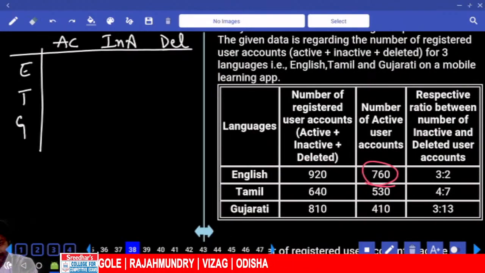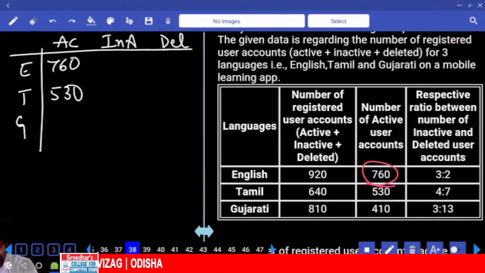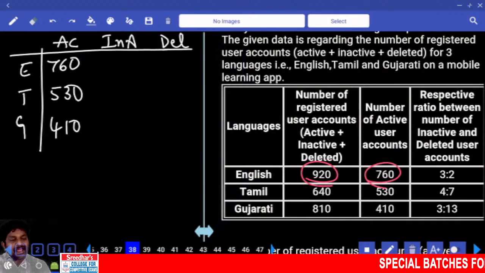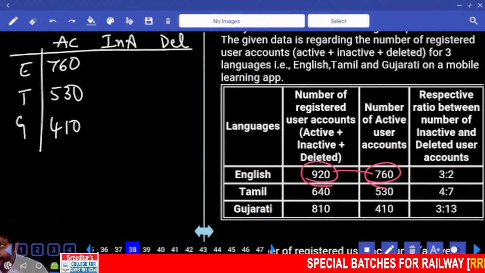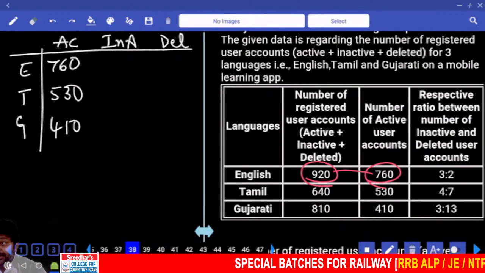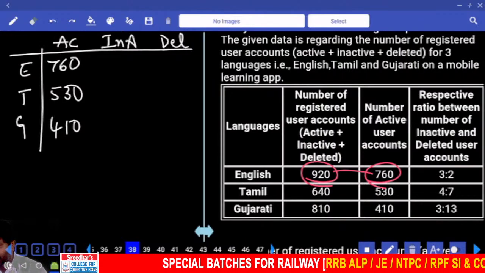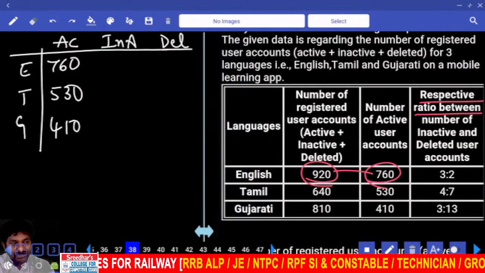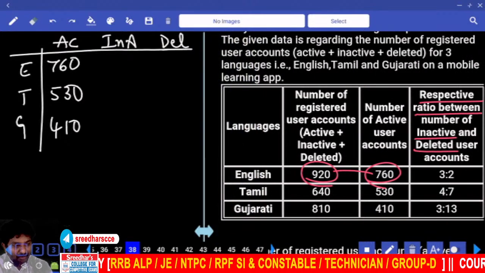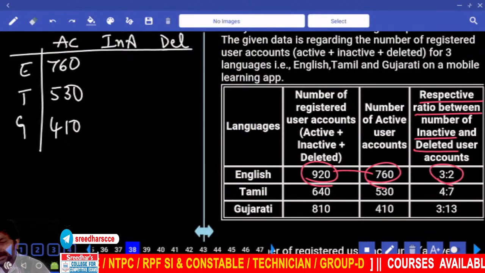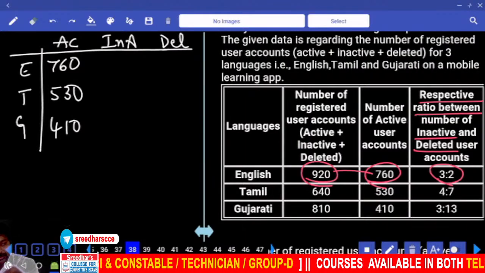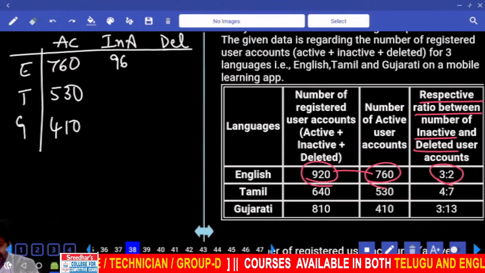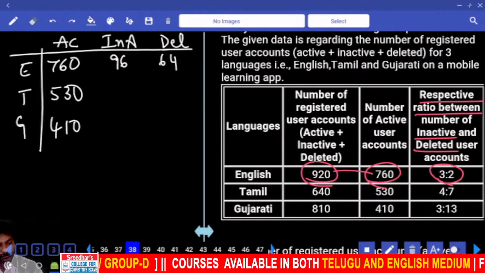Active users are 760. First let me fill this, 530 and then 410. From the total, if you subtract active, the difference is 160. That 160 is the combination of inactive and deleted put together. Now the other information is with respect to the ratio between inactive and deleted. How many parts do we have? 5 parts is 160. Each part 32. 3 parts 96. 2 parts 64.